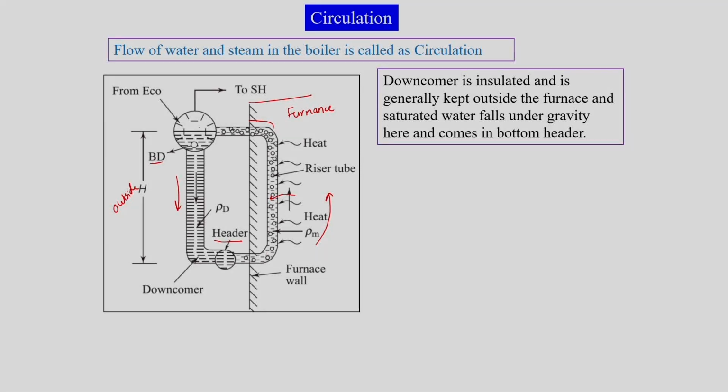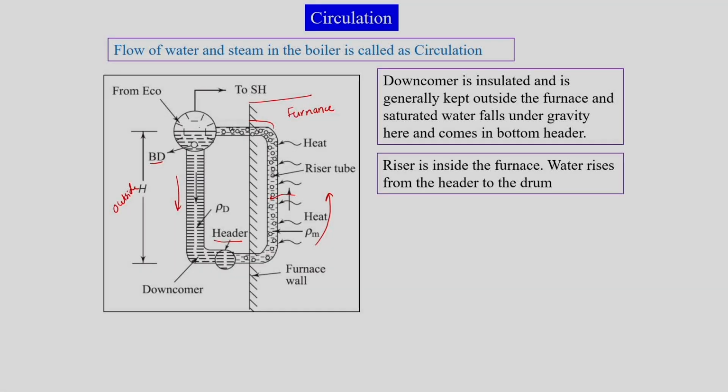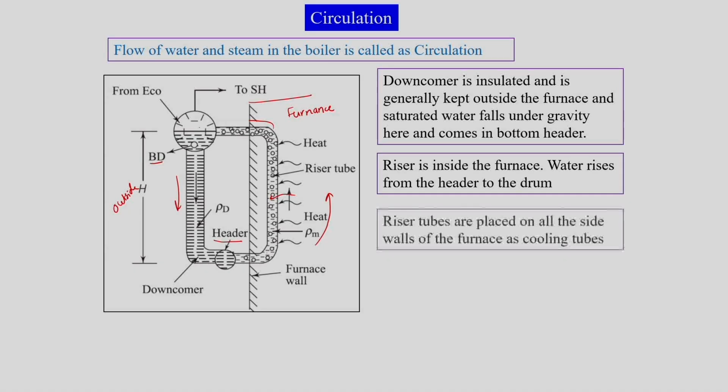So, the downcomer, if it is outside the furnace, would be an insulated tube which would allow the liquid water to come down in the presence of gravity toward the bottom header, and riser tubes are the tubes inside the furnace which would receive the heat from the flue gases. Riser tubes are also called cooling tubes, since those are the tubes associated with the furnace walls, or the tubes inside the furnace walls.